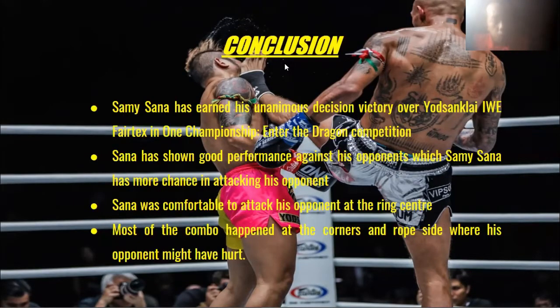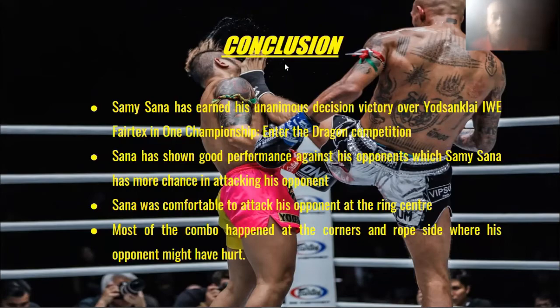So for this competition, Sana showed good performance against his opponent, with Semi Sana having more chances to attack his opponent. Semi Sana attacked more in the first and third rounds. In the second round, Yod Sang Klai attacked more, but Sana controlled the game well.